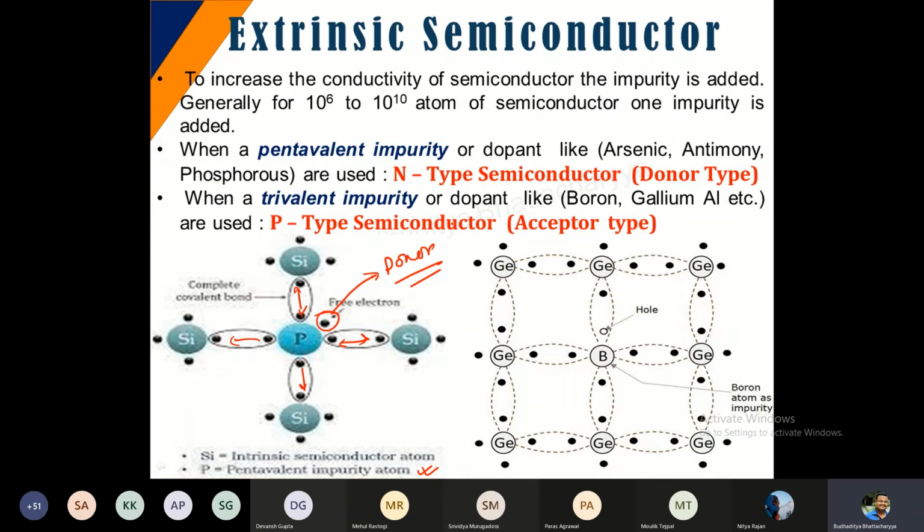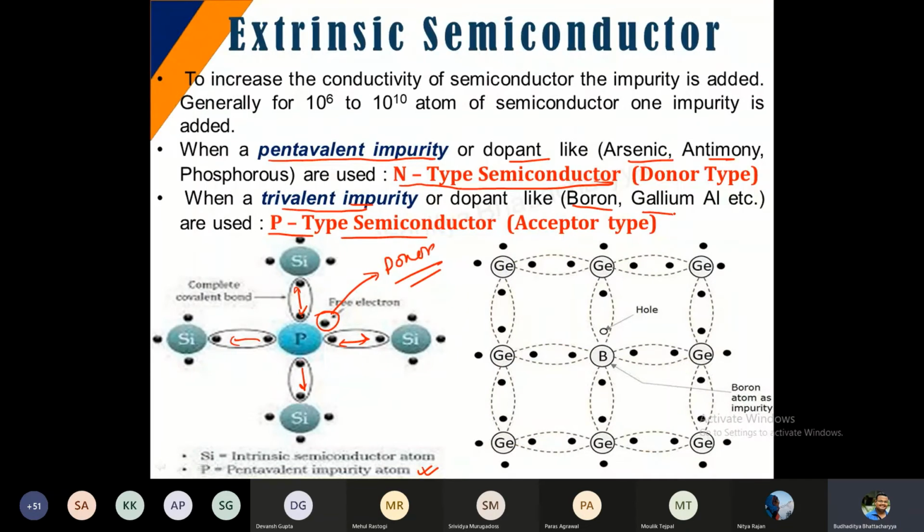So in that type of case, when a pentavalent impurity or dopant like arsenic or phosphorus, here phosphorus is being used, we call it the N-type semiconductor. Please make a note of this. So N-type semiconductor means it's a donor type, it's donating the electrons. On the other hand, we always consider that plus is accepting. So acceptor type is basically the P-type semiconductor where the trivalent impurities are used. Don't ever forget this. Pentavalent impurity for the donor type or the N type, whereas the trivalent impurity for the acceptor type or the P type.